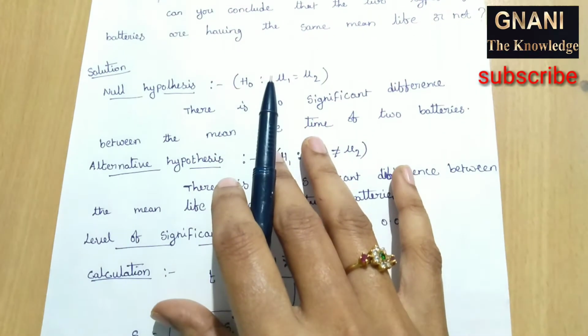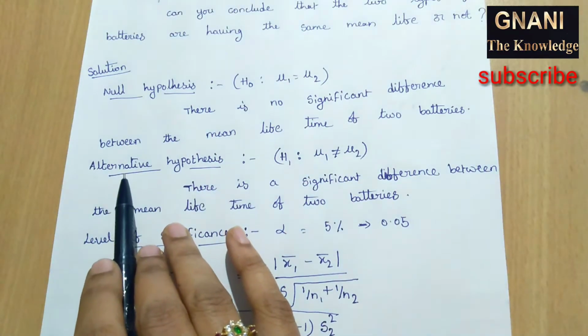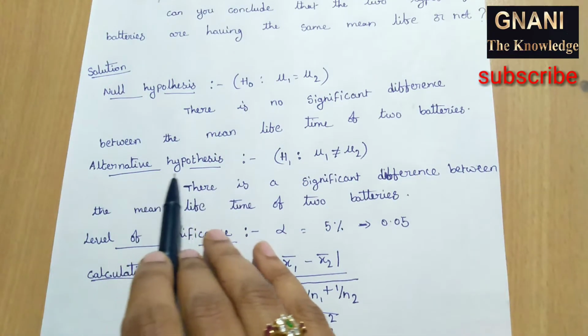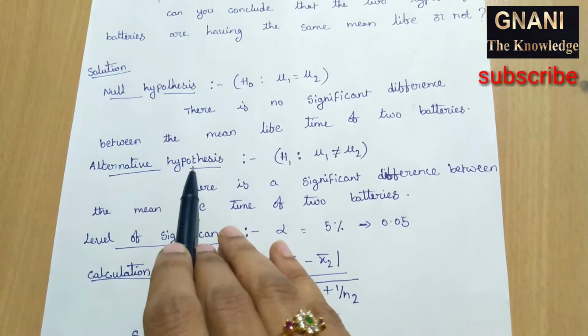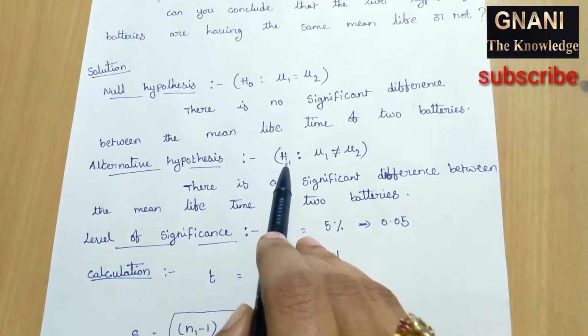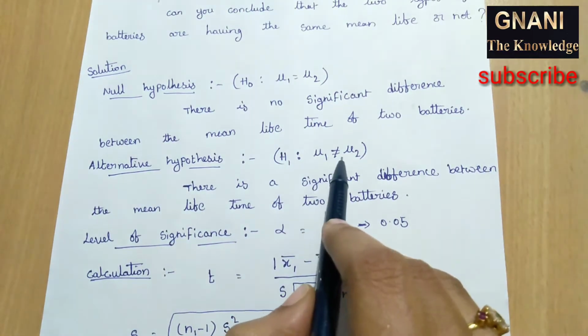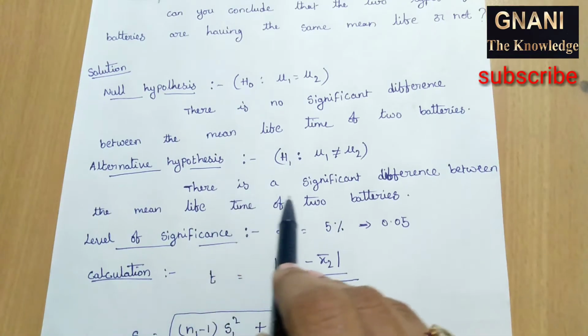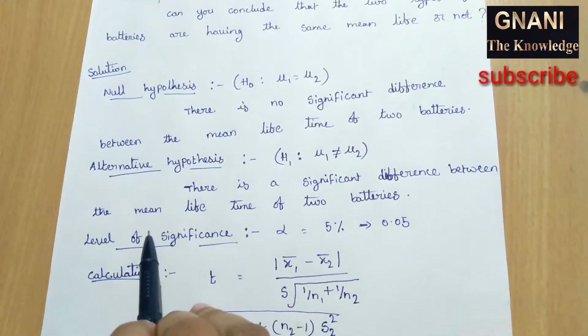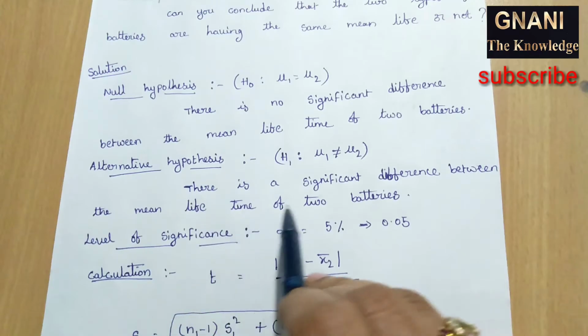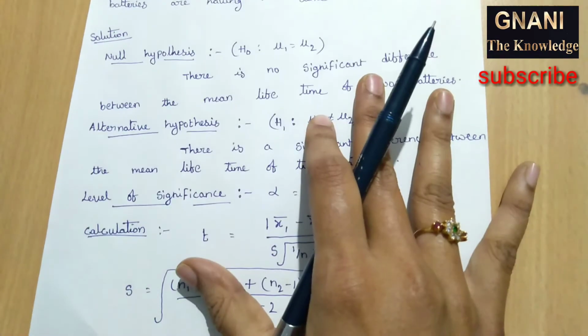What is the second step of the testing of hypothesis? The alternative hypothesis, denoted by H1: mu1 not equal to mu2. That means there is a significant difference between the mean lifetime of two batteries.